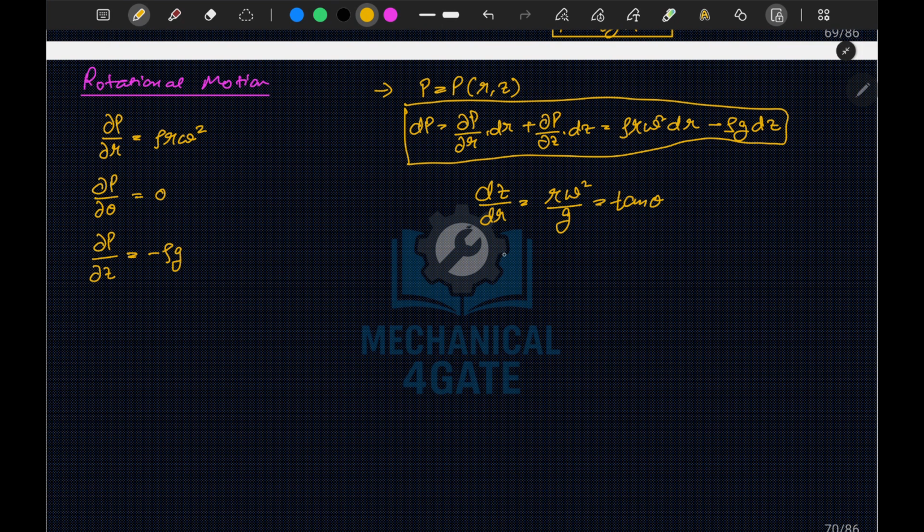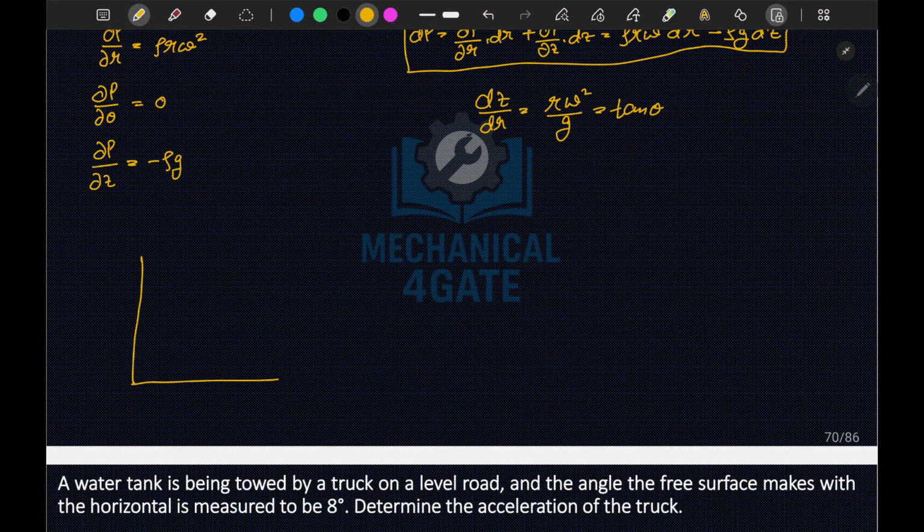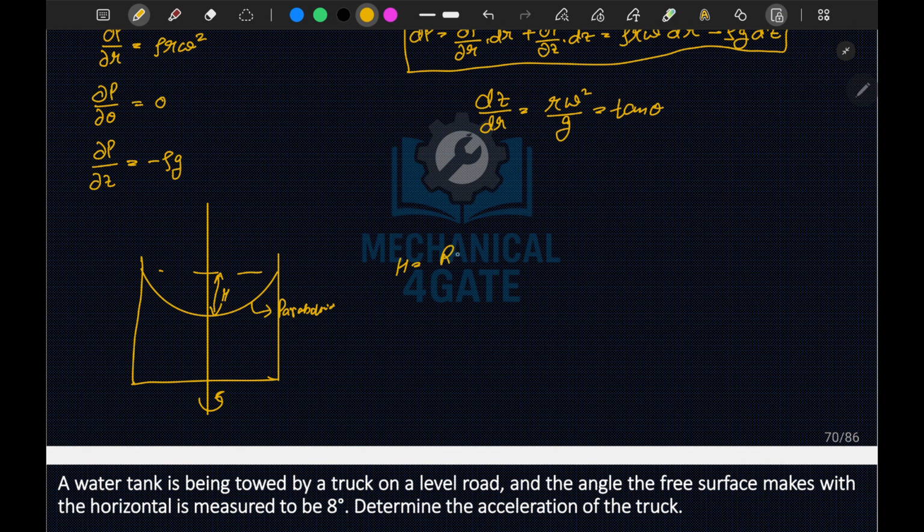And if I talk about your height, let me draw a diagram here first. So let's say that this is your container, and this container is rotated about this axis, and this is the free surface formation. If h is the height of this, we know that the surface is a paraboloid. So h is equal to r square omega square by 2g.